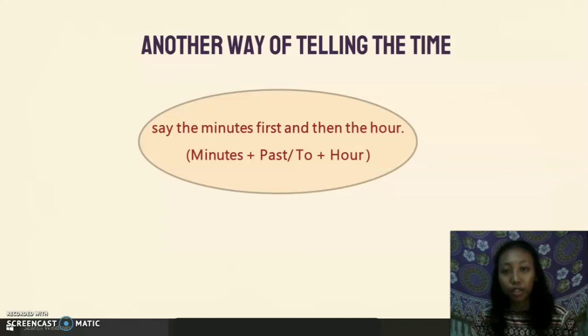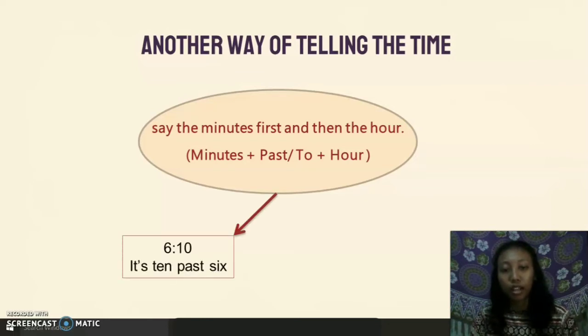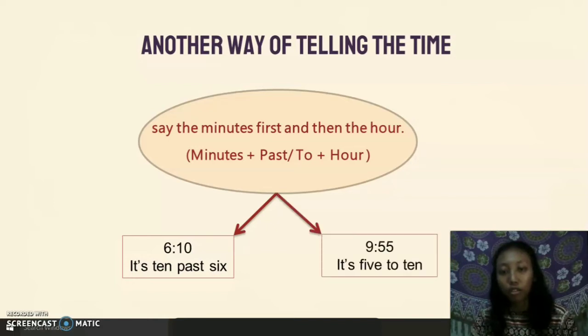Now, here is another way of telling the time. Say the minute first and then the hour. And you have to put past or to after the minute. Let's take a look at the examples. First, it's 10 past 6. And it's 5 to 10.